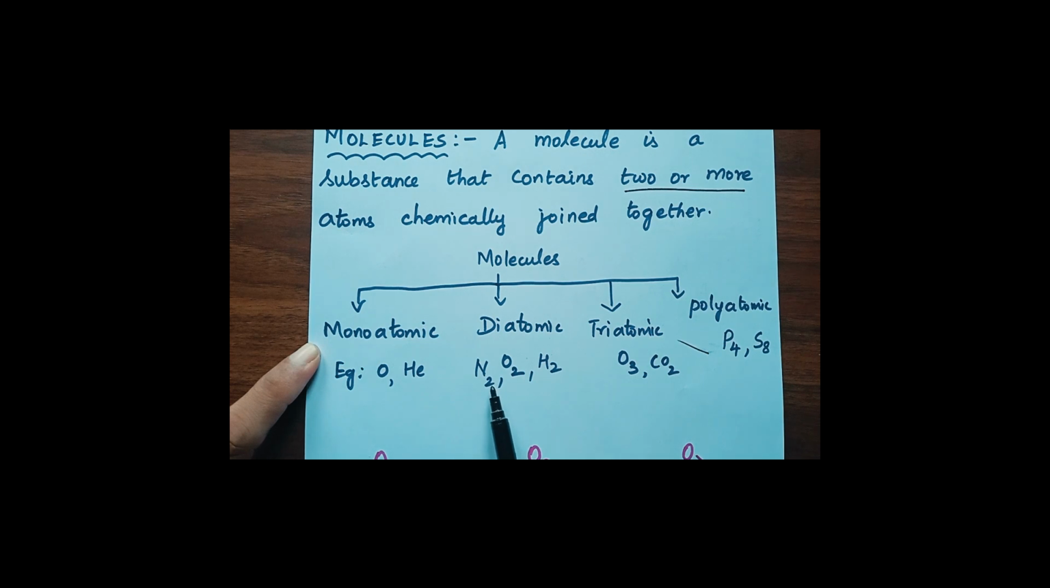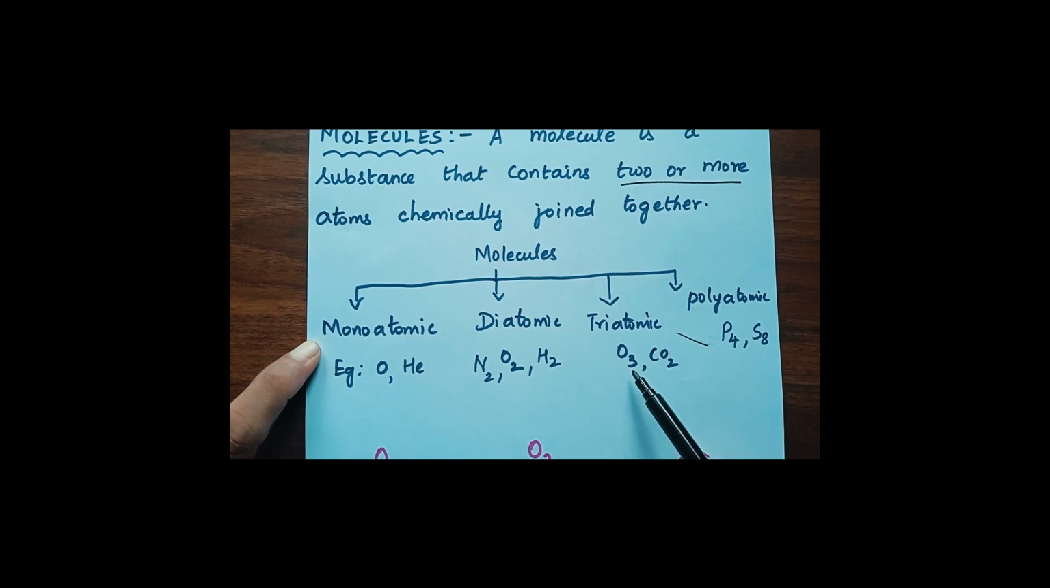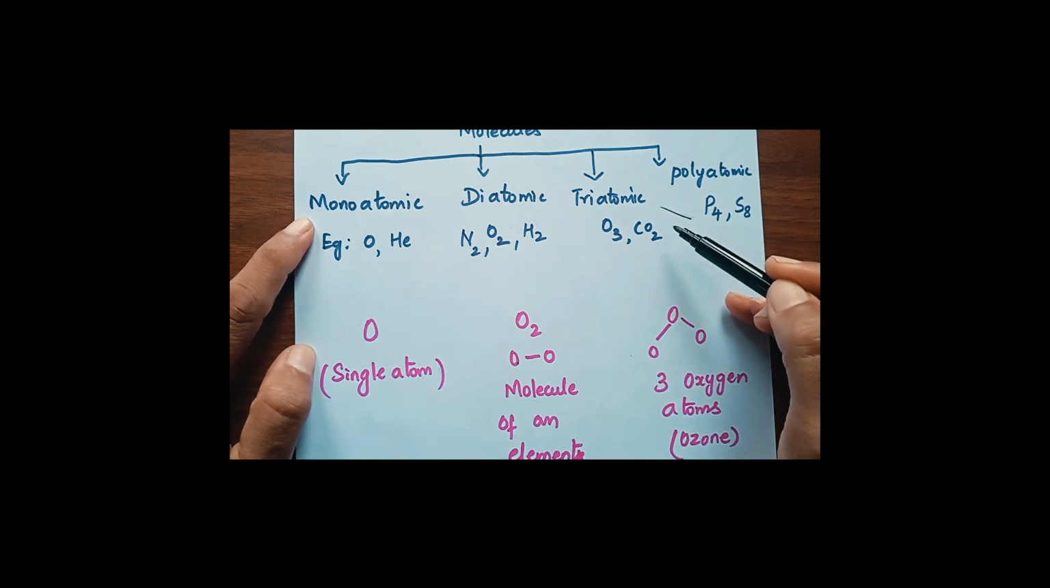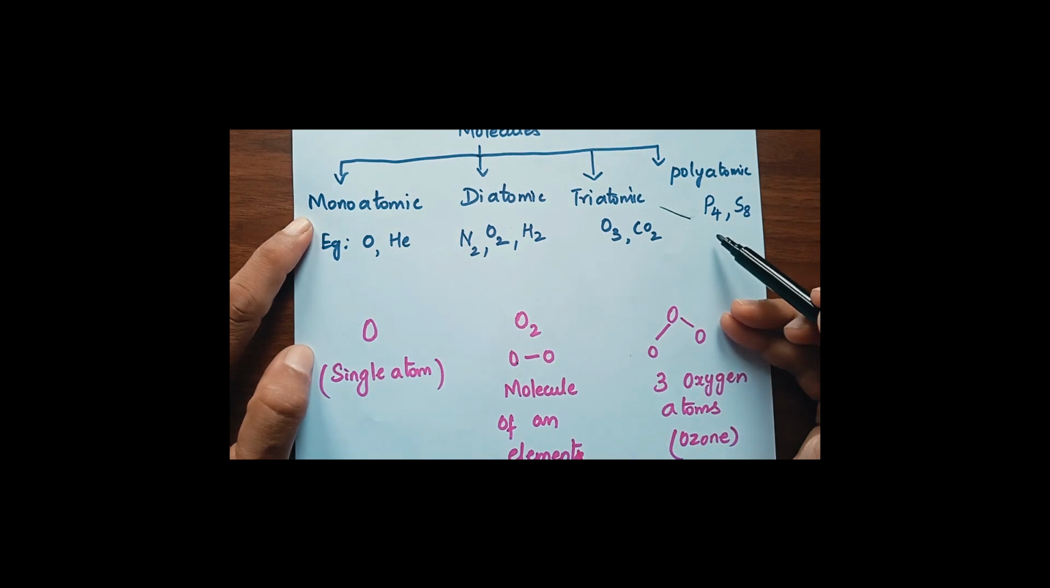If we have two atoms, then we call it a diatomic molecule. For example, nitrogen, oxygen, hydrogen, N2, O2 and H2. And if we have three oxygen atoms, for example in ozone, O3 is ozone, we call this a triatomic molecule. If we have more than three atoms present in a molecule, then we call it a polyatomic molecule. Examples are P4, that is phosphorus, and S8, that is sulfur.